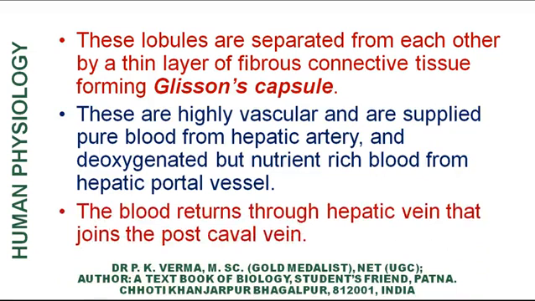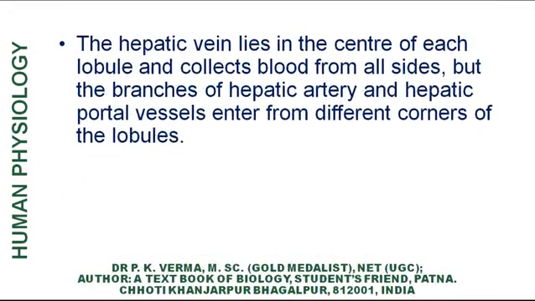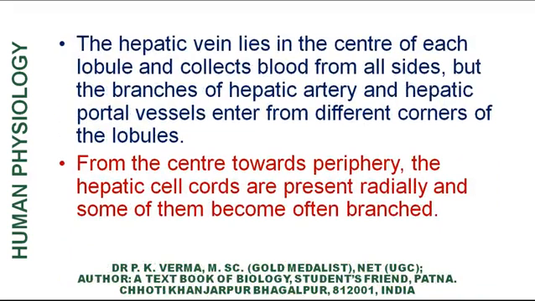The blood returns through the hepatic vein that joins the postcaval vein. The hepatic vein is found in the center of every liver lobule. The hepatic veins lie in the center of each lobule and collect blood from all sides, but the branches of the hepatic artery and hepatic portal vessels enter from different corners of the lobules. From the center towards the periphery, the hepatic cell cords are present radially and some of them often become branched.